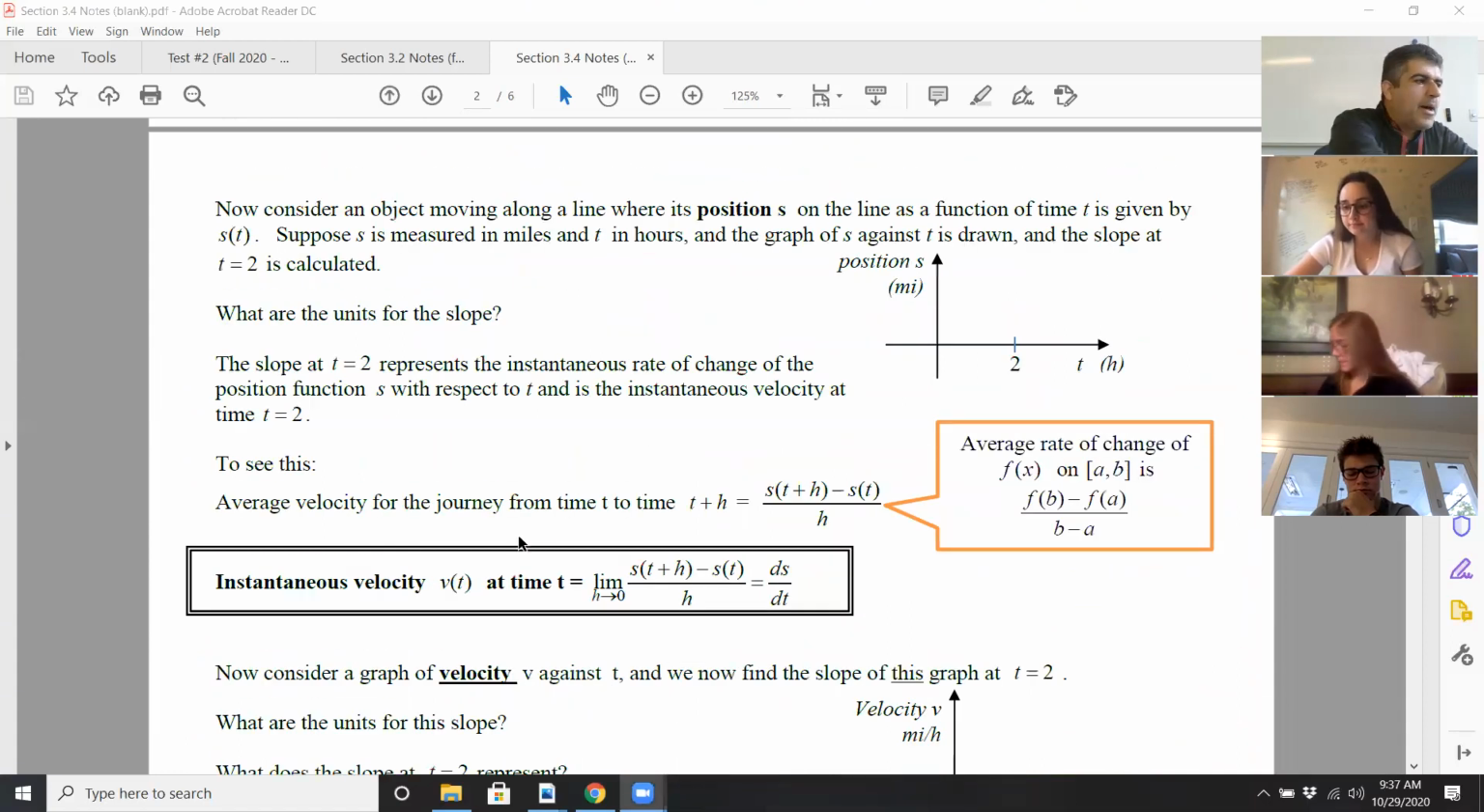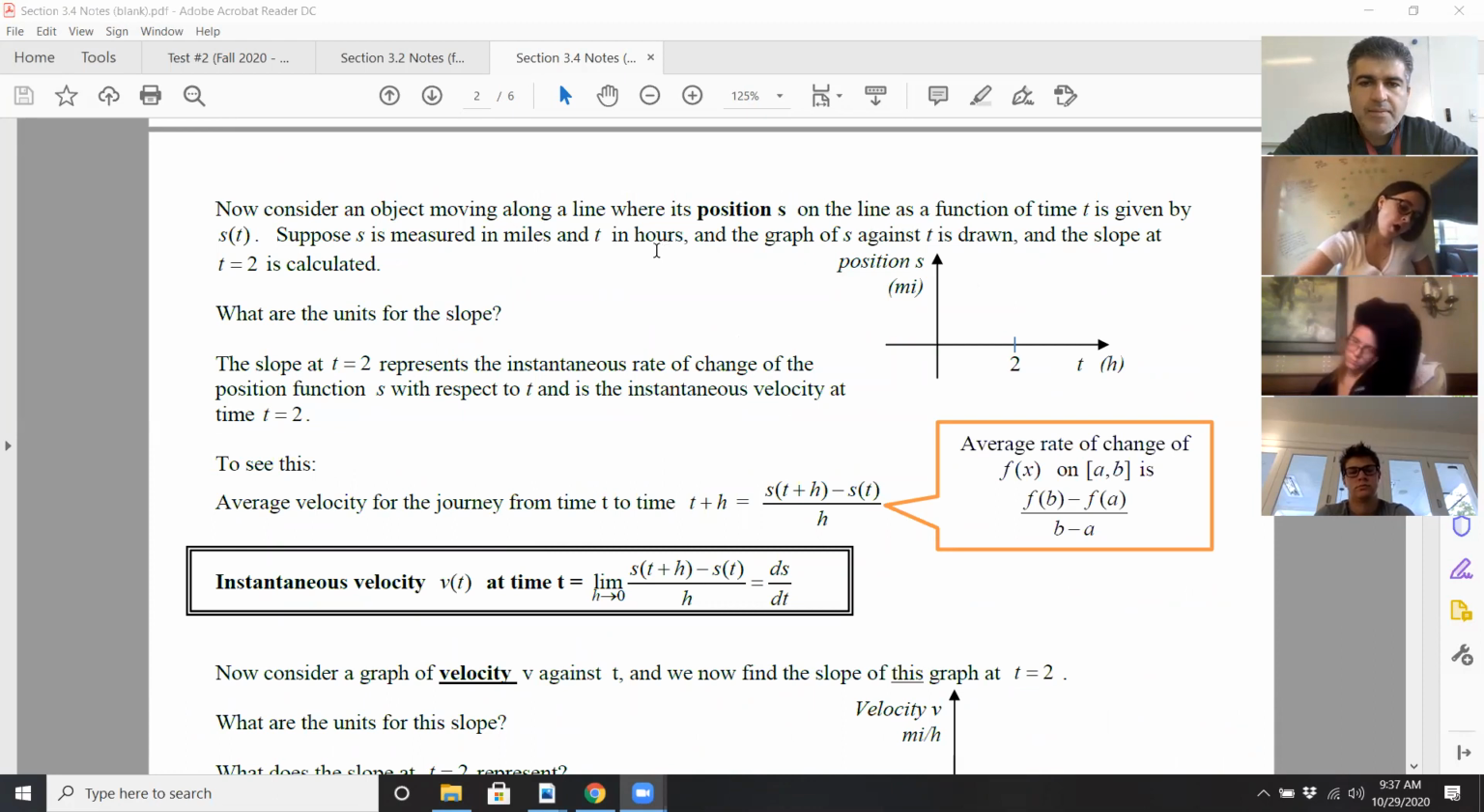Okay, let's now talk about linear motion. Now consider an object moving along a line where its position s on the line as a function of time t is given by s of t. Suppose s is measured in miles and t in hours. And the graph of s against t is drawn. The slope at t is calculated. Find the units of the slope.